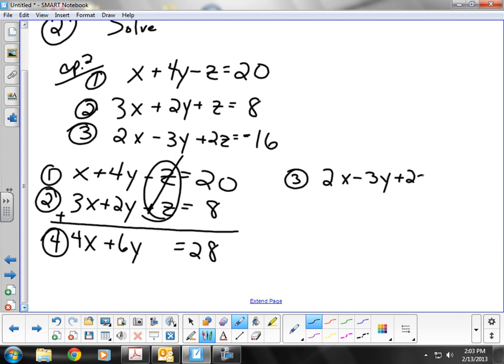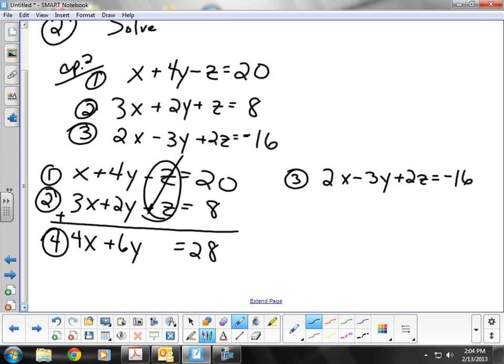It's got 3, so I must use an equation that's got 3 variables in it to be able to get rid of it. Okay? So we can use 2. I probably would have used 1, just simply because it's already got the right negative sign. Because if I got rid of z in the first set, I must get rid of z in the second set for this to do any good at all.